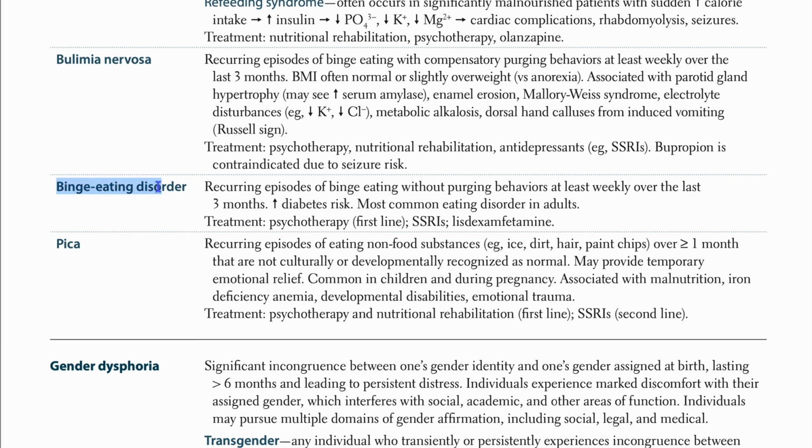Binge eating disorder: recurring episodes of binge eating without purging behavior, at least weekly over the last 3 months. There's increased diabetes risk, and it's the most common eating disorder in adults. Treatment is psychotherapy, first line SSRI, and lisdexamfetamine.